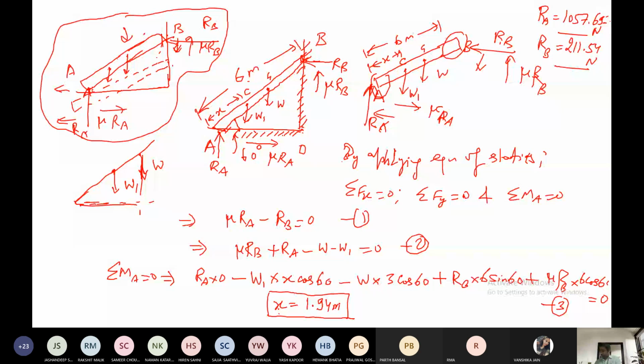Sir, why did we not take the angle of 60 degrees with the weight? Which weight? Sir, W1. Because we will assume that this weight is acting vertically downward. That's why. Okay sir.